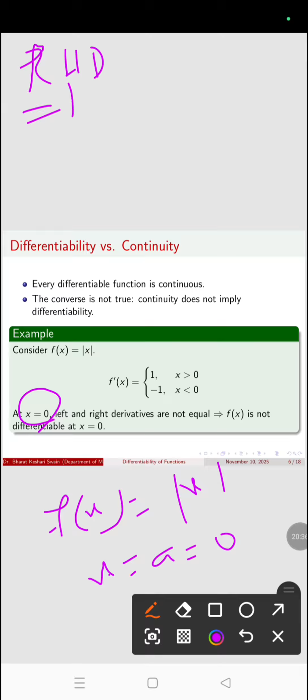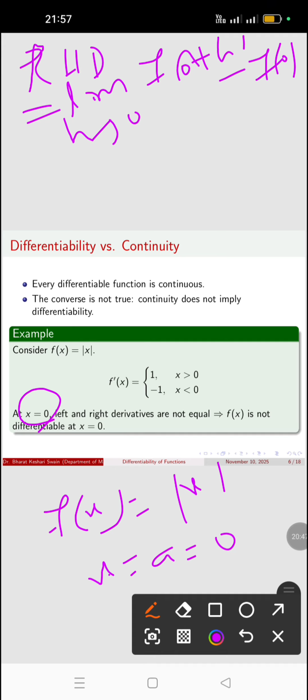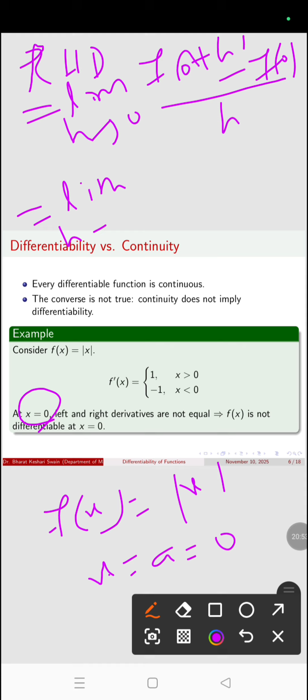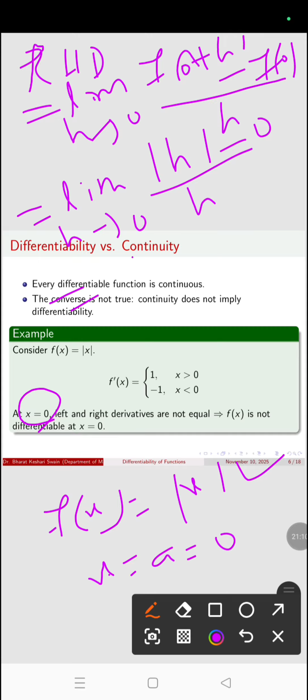So RHD means limit h tends to 0, f of 0 plus h, because a equal to 0, minus f of 0, divided by h. Because f of x is mod x, f of 0 plus h means f of h, which is mod h, minus f of 0, and mod 0 is 0. So it is mod h divided by h. Mod h is h, so h by h is equal to 1. So RHD is equal to 1. Similarly, you can find LHD. What is LHD?